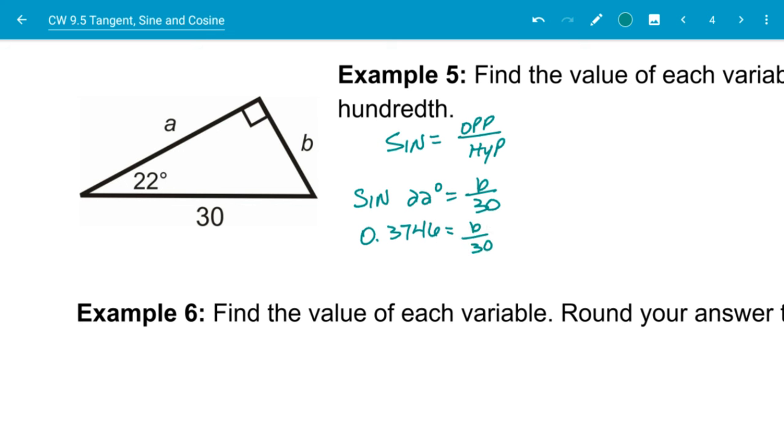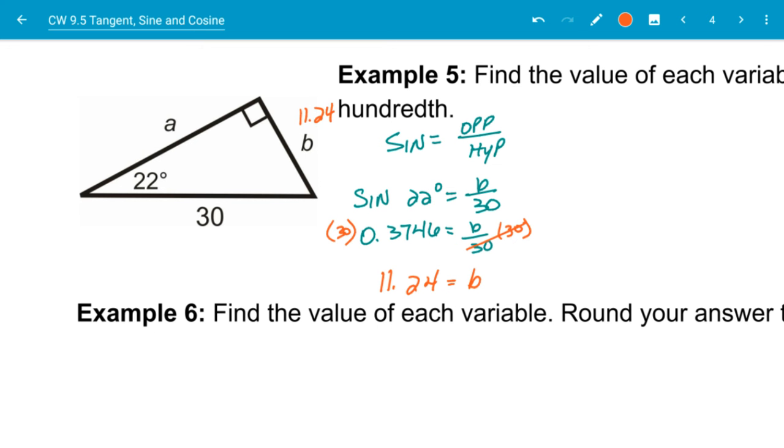So I have B over 30. Now to solve for B, I have to multiply by 30 on both sides. And so my 30 will cancel out. I take that number, 0.3746, which I still have sitting in my calculator, hit multiply 30, and that gives me 11.238. Now they want it to the hundredths place, so that 3 is going to round up to a 4.